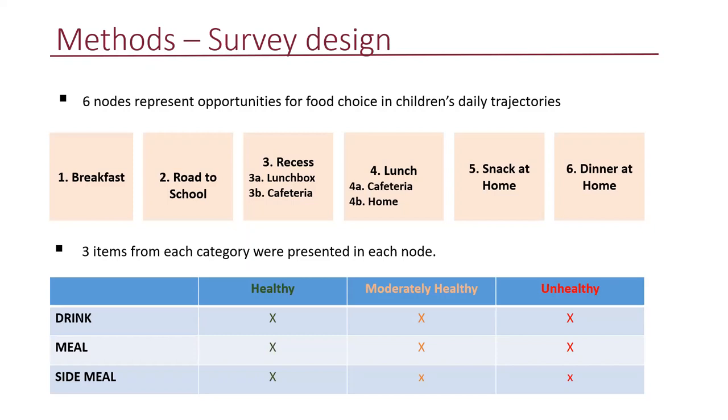in each choice situation the school children had to choose from. Whether it's drinks or meals or side meals, the children were presented with a healthy or a moderately healthy, and I guess we decided to call it somehow healthy, and unhealthy options. So they had three choices of drinks, one healthy, one moderately healthy, and one unhealthy, and likewise for a meal and likewise for a side meal.